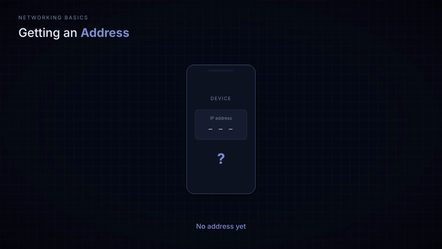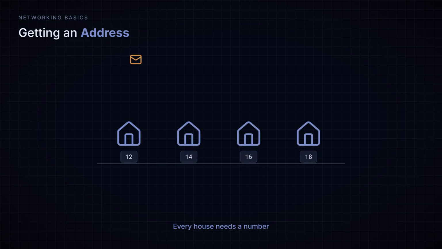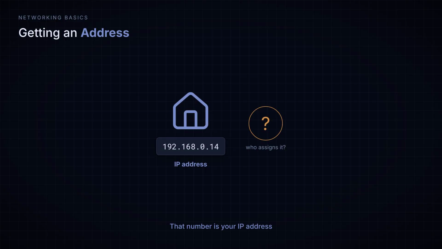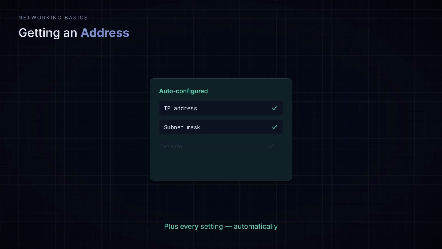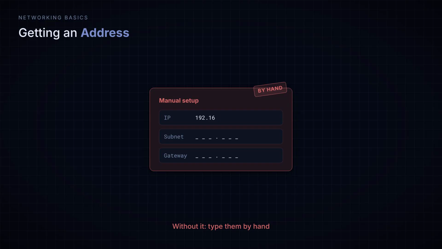Before your device can talk to anyone, it needs an address of its own. Picture a street. Every house needs a number so mail knows where to go. On the internet, that number is your IP address. But who hands it out? The moment you join a Wi-Fi network, a helper called DHCP quietly gives your phone an address, plus the settings it needs, all automatically. Without it, you'd type those numbers in by hand every single time.